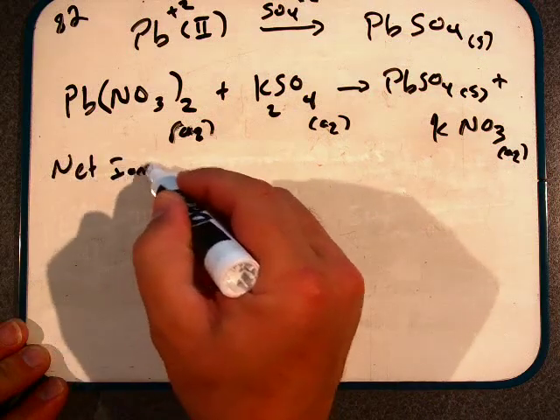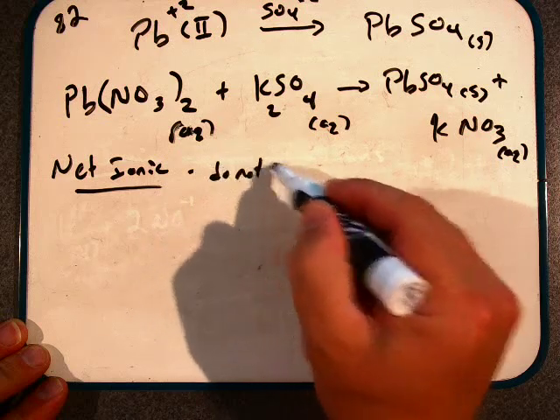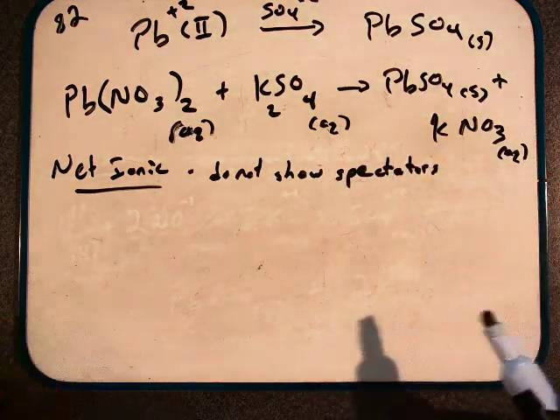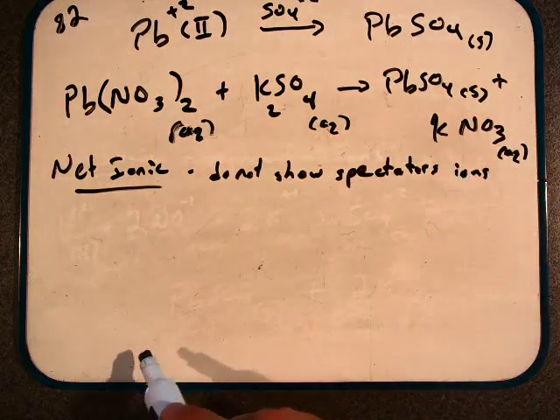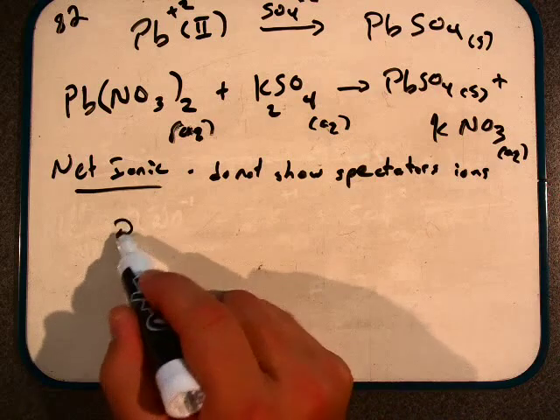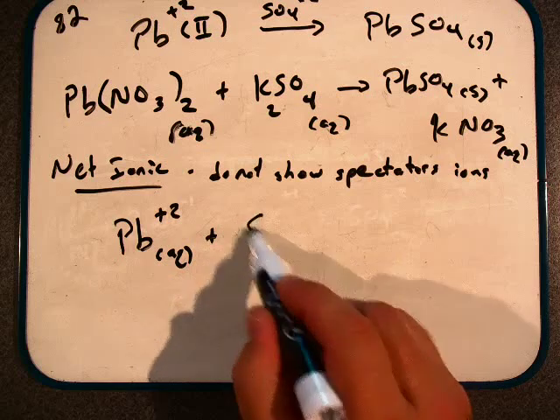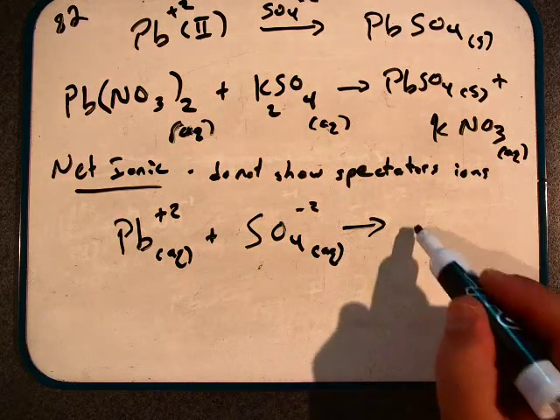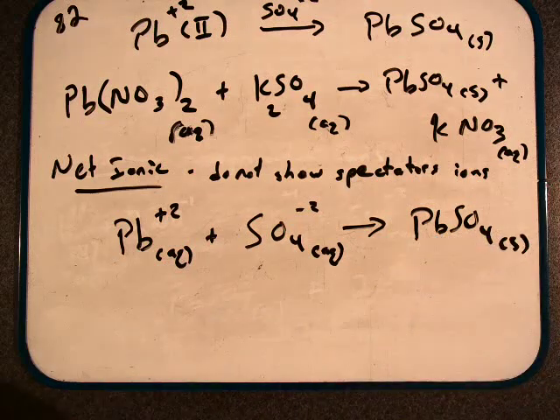And so for our net ionic reaction, we don't show spectators. We do not show the spectator ions in this form of the precipitation reaction. So for the net ionic, we are just writing the ions that actually react, which would be the lead +2 and the sulfate -2 that are both aqueous. They react to form lead sulfate, which is a solid. And so that is our net ionic reaction.